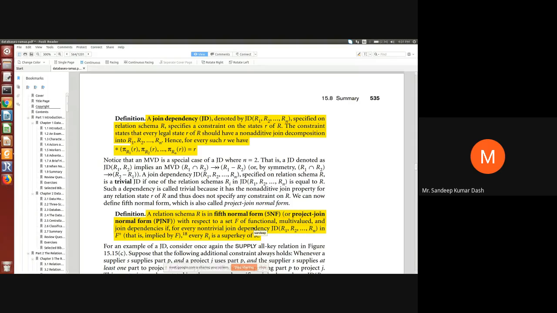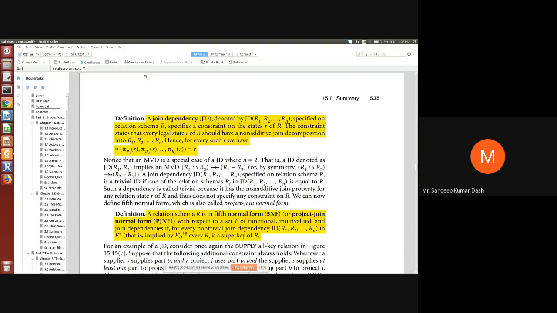Here also there is the mention of every non-trivial join dependency. Again, the same thing: non-trivial means which is not obvious. It is obvious whenever, out of X and Y, Y is a subset of X. In those cases it is trivial, that means obvious. But when it is non-trivial, Y is a separate thing. So R1 is separate, R1 and R2, there is no subset.